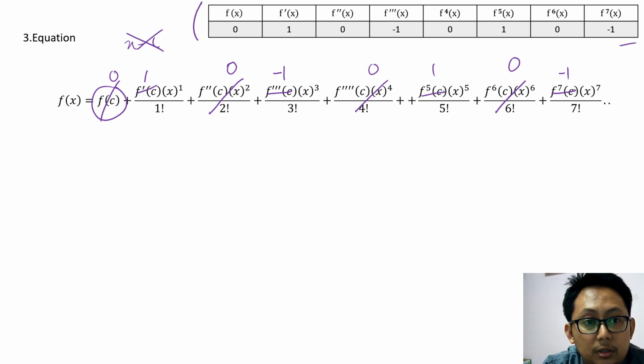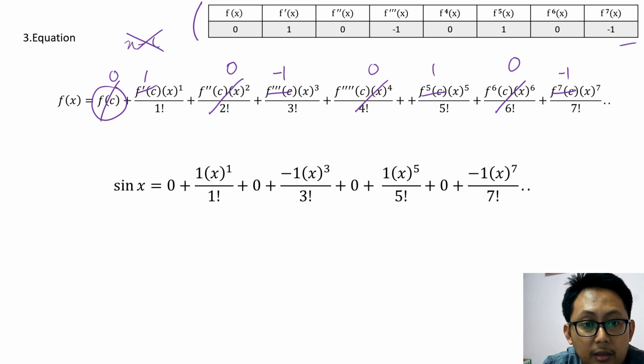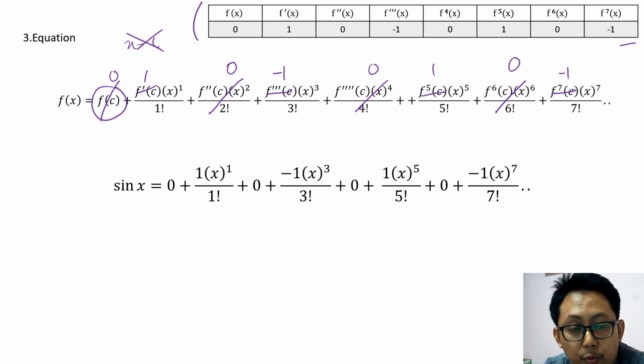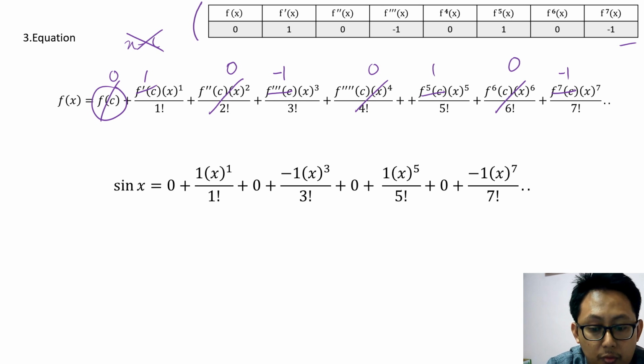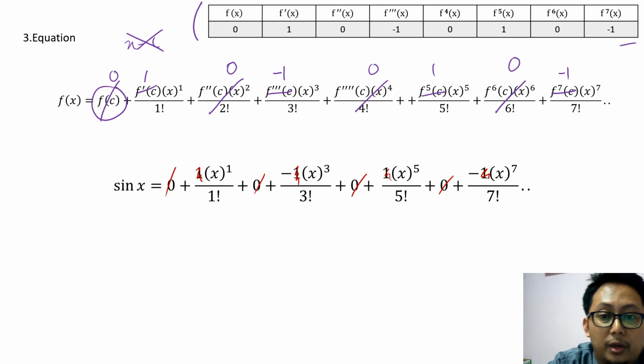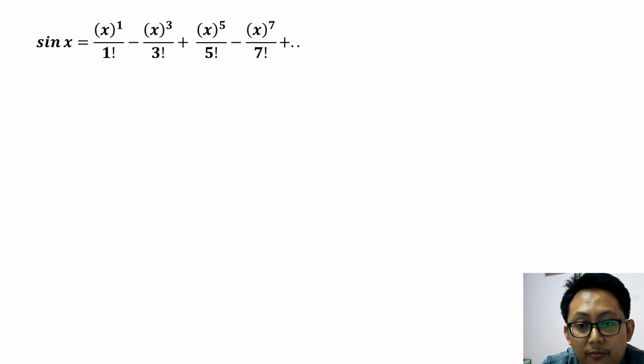After we rearrange everything, here is our value. I just put a 1 here to make it easier for you to see. You can remove the 1 here, and then we can remove the 0 terms. This is the equation after we remove the 0 terms, and we have alternating negative and positive signs.